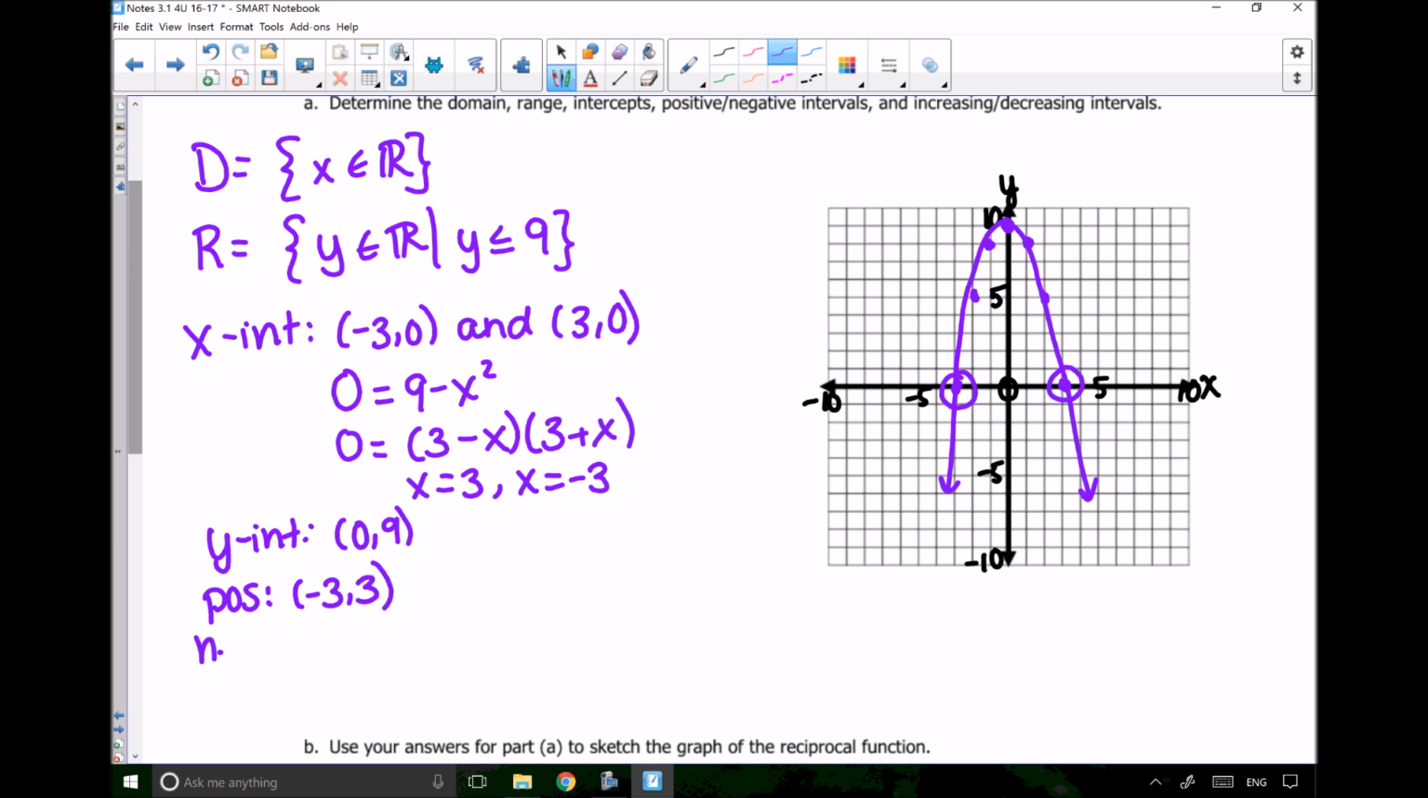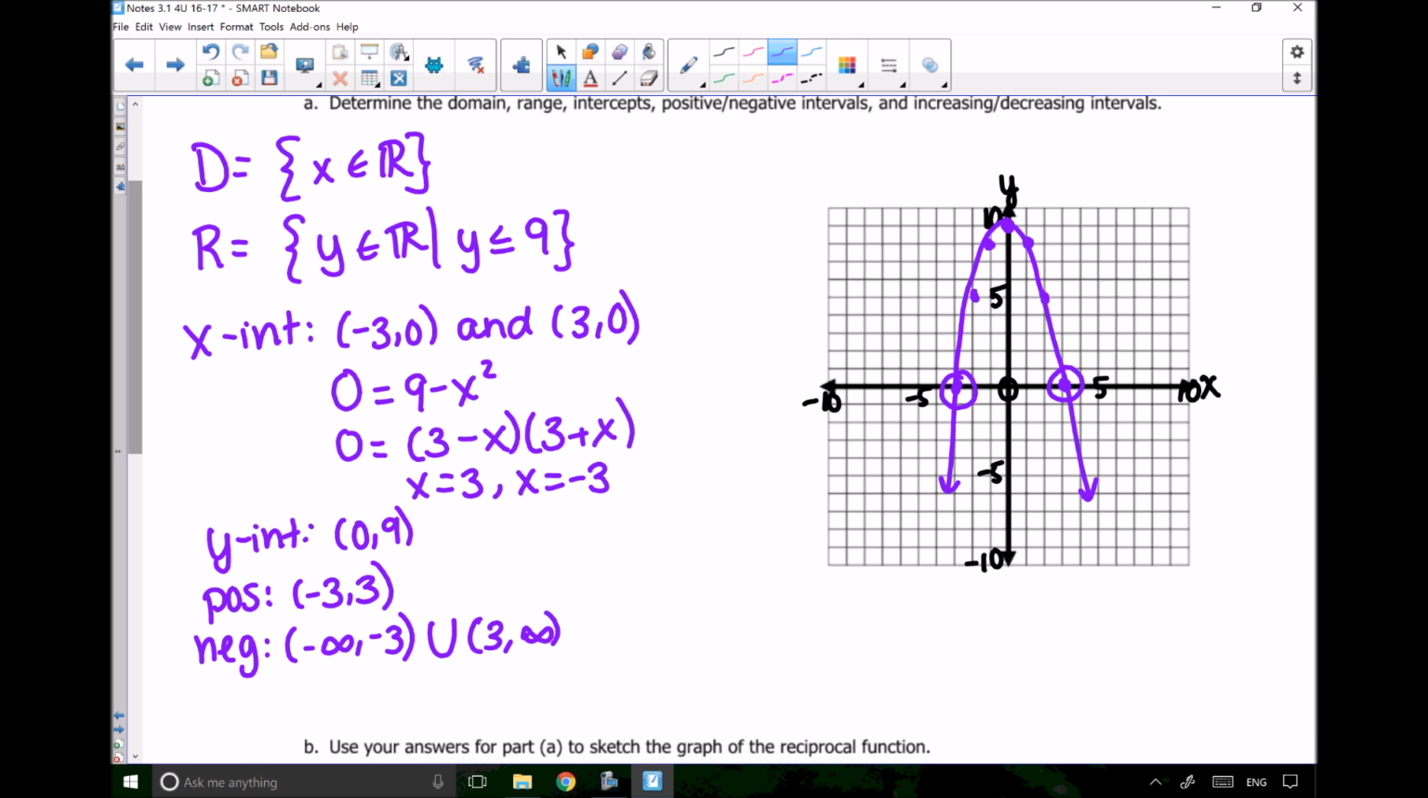Okay, where's my graph going to be negative? It's going to be negative everywhere before -3, so from -infinity to -3, and then everything after 3. So this is a union. I'm going to say it's from here, along this interval, as well as this interval of 3 to infinity.